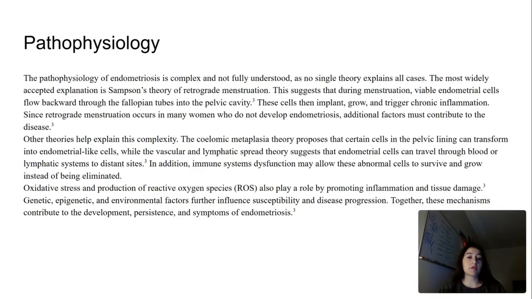But since retrograde menstruation occurs in several women who don't develop endometriosis, there are additional factors that need to contribute to this disease. There are also a couple of other complex theories to go along with the retrograde menstruation, that suggest there are endometrial cells that are affecting the patient, as well as immune system dysfunction that's going to allow these abnormal cells to survive and grow rather than be eliminated. But altogether, these mechanisms contribute to the development, persistence, and symptoms of endometriosis and disease progression.